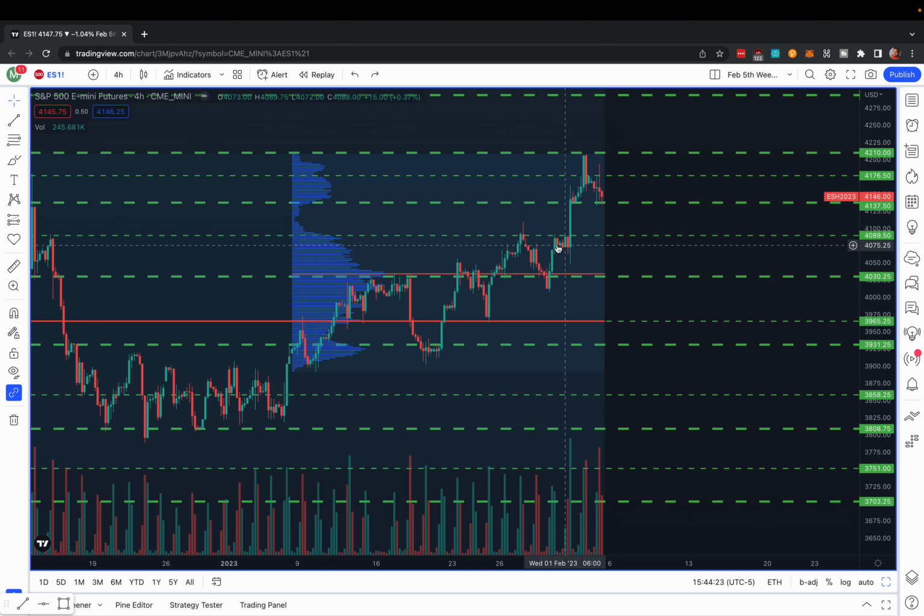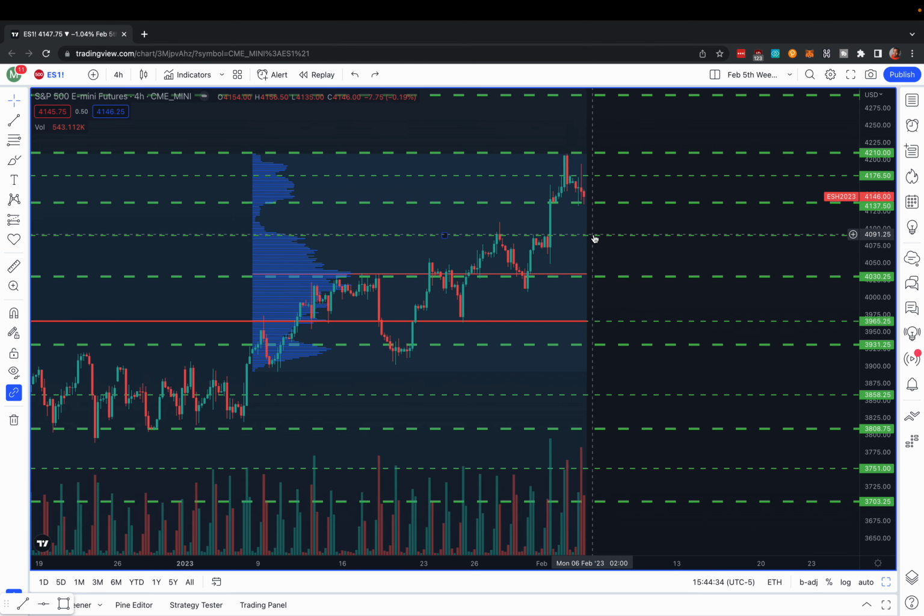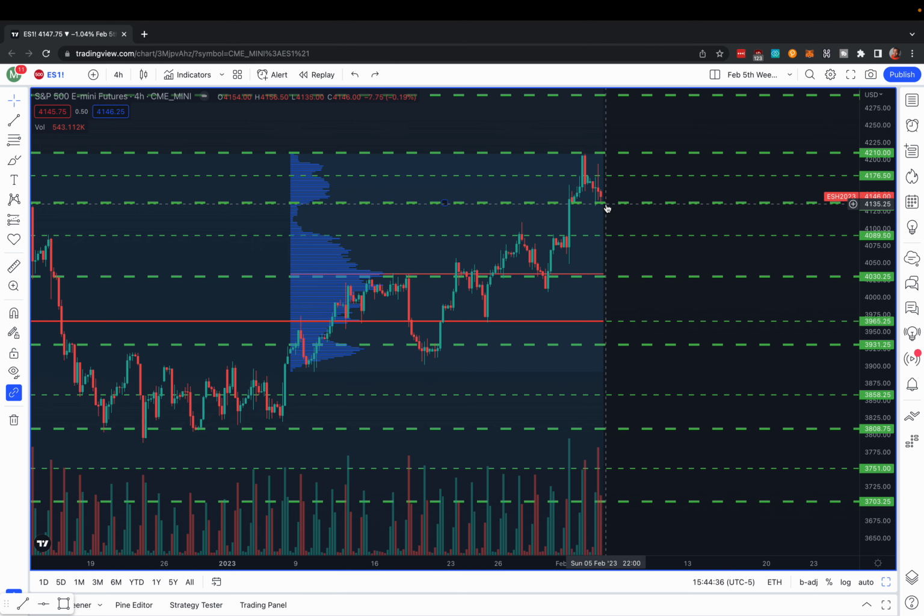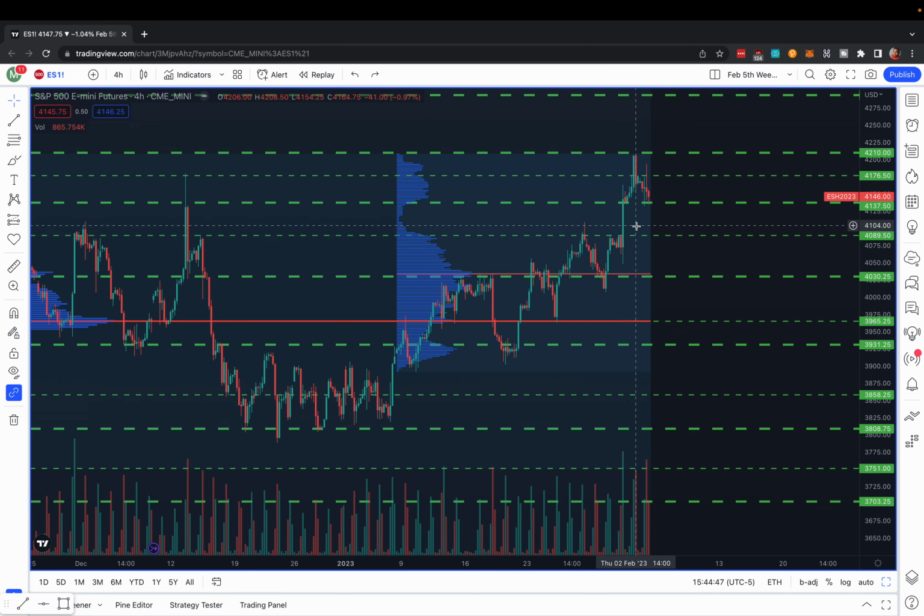But once we get here, look at all these checkups that were here. I'm not looking for us to just fly through this level. I'm expecting us to check up here. Put money on that, literally put money on that. Same thing here. If we come down to this level, look at all these checkups here. We're not going to just blow through it. We've already bounced off of it on Friday's close. Same for every single level here.